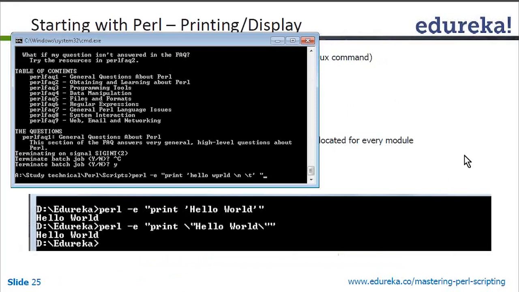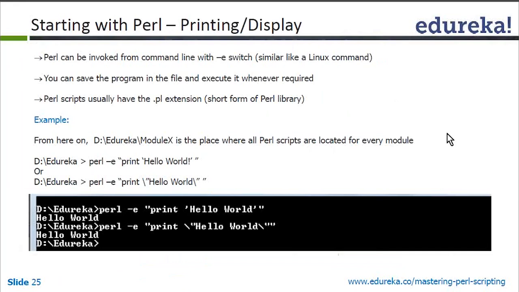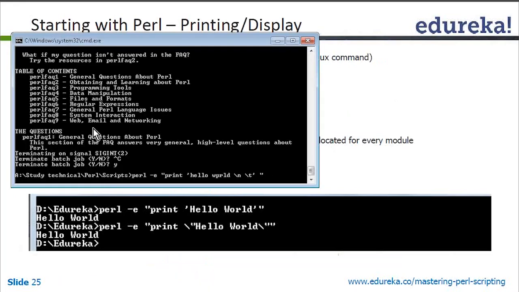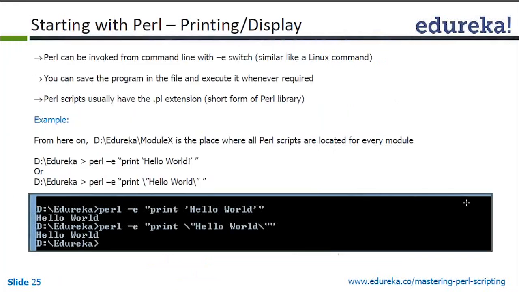If you go through this module, you can see that Perl can be invoked with the command line -e switch, similar to a Linux command. You can save the program in a file and execute it whenever required. Perl scripts usually have the .pl extension, which is the short form of Perl library. So how do we execute a Perl command on the command line? Let's execute the first one. You can see there are two lines: perl -e and print hello world.